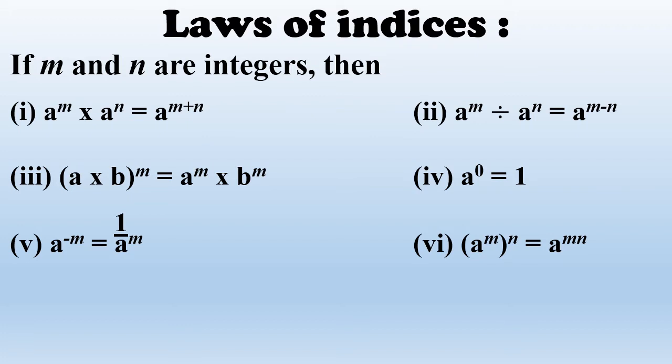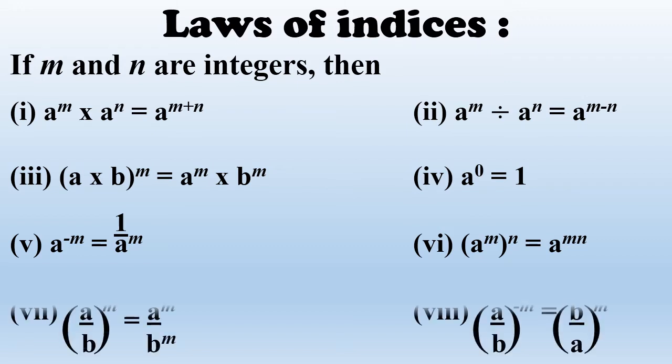Next one, a raised to minus m is equal to 1 upon a raised to m. Next one, a raised to m the whole raised to n is equal to a raised to m multiplied by n, that is a raised to mn. Second last, a upon b the whole raised to m is equal to a raised to m upon b raised to m. And the last law is a upon b the whole raised to minus m is equal to b upon a the whole raised to m.